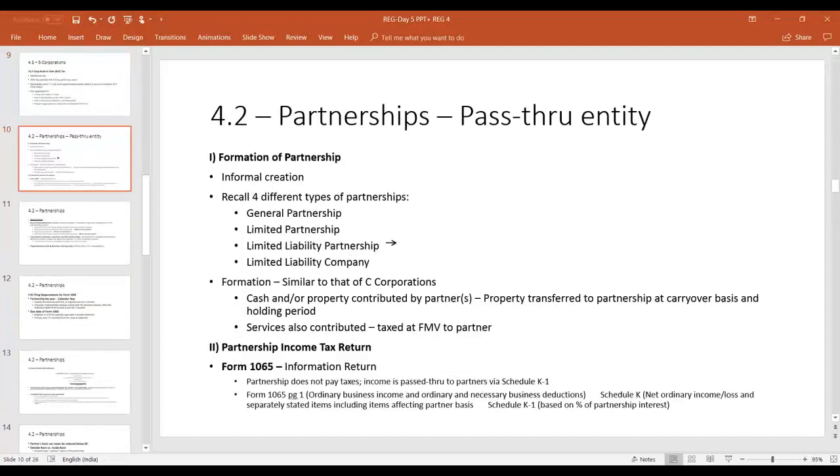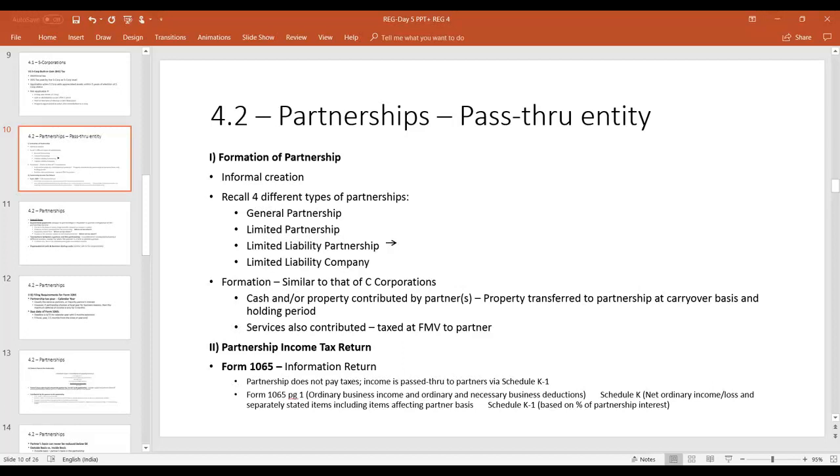Coming to partnerships. When we look at these different entities, whether it is an S corp or a partnership, they all have something in common. They're all pass-through entities, which means they do not pay any income tax at the entity level. It is paid by the shareholders or the partners depending on their proportionate share of interest. So a partnership works kind of the same way as the S corp we did.